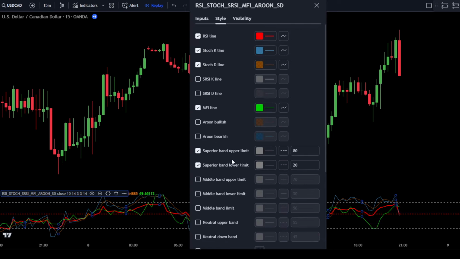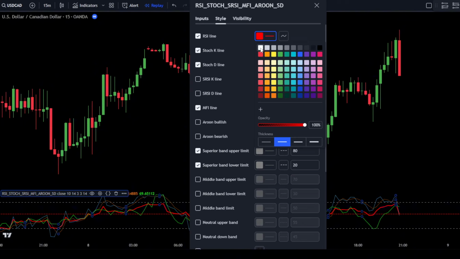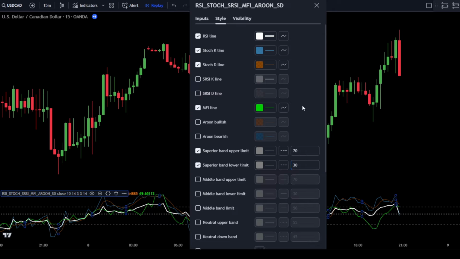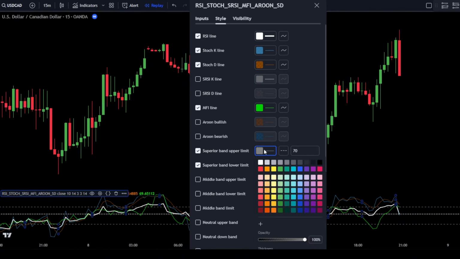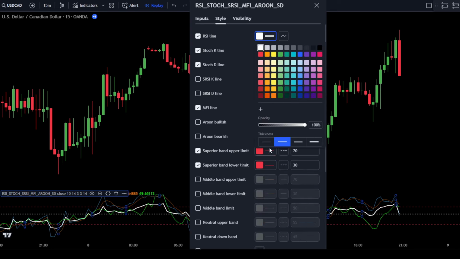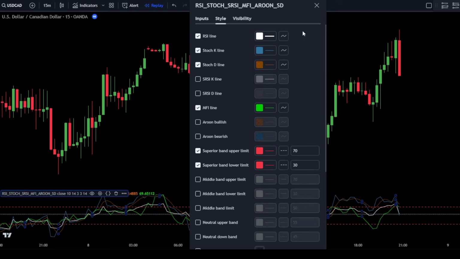Next, change the Superior Band Upper Limit level to 70. After that, also change the Superior Band Lower Limit level to 30. The final step is to adjust the color of the Superior Band Upper Limit and Superior Band Lower Limit to your preference. Once everything is set, just click OK to confirm the changes.